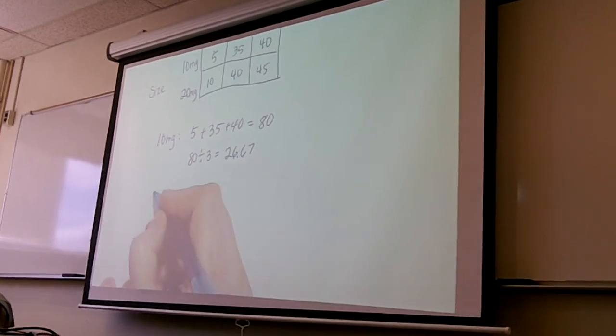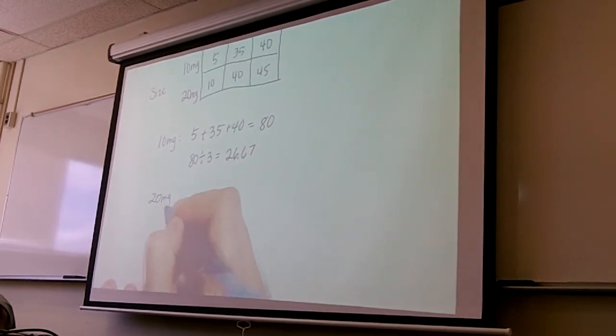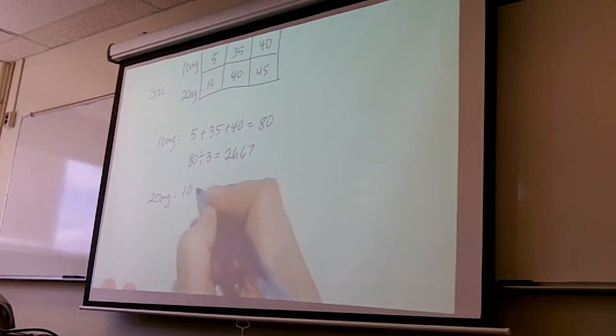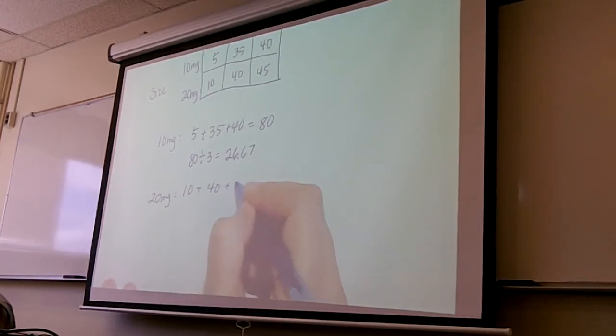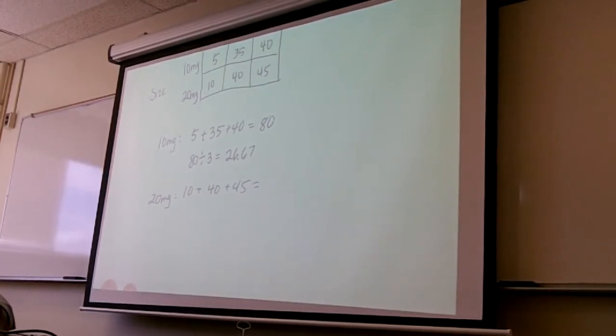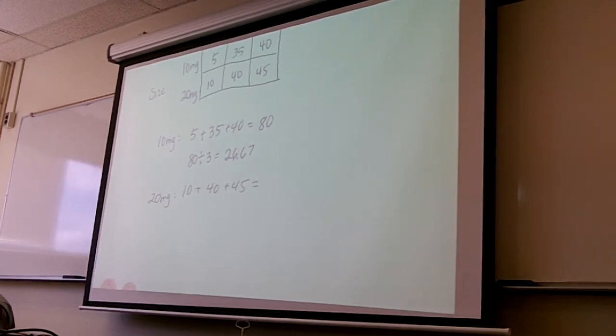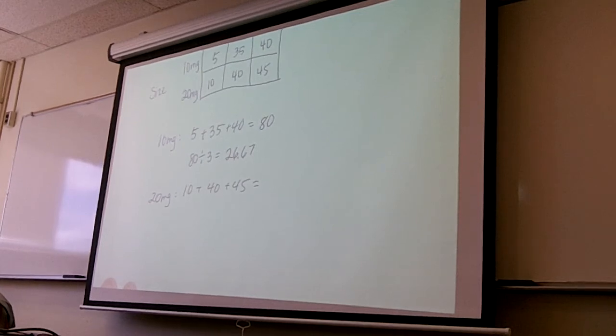For 20 milligrams, I'm going to take 10 plus 40 plus 45. What's that equal? 95? I don't know. I don't do math. You guys do math. 95. Okay.